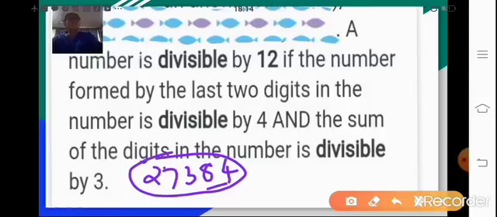Now the divisibility rule for 3 says that when you add all the digits, that is 2 plus 7, 9, 9 plus 3, 12, 12 plus 8, 20, 20 plus 4, 24. Now this 24 is easily divisible by 3. So 3 8s is 24. So that means this number is divisible by 3 as well as by 4. Now what is the rule for 4? That is the last two digits should be divisible by 4. Okay, so that means this 27,384 is divisible by 3 as well as 4.